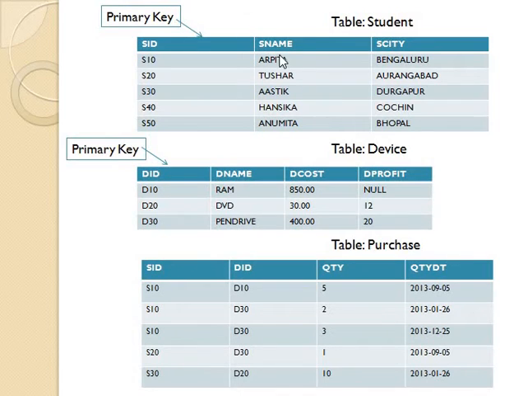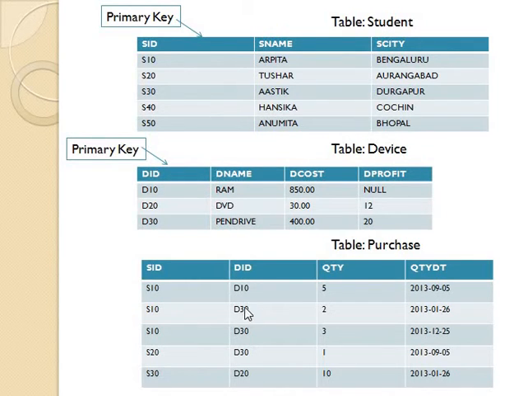Now the same student Arpita, whose SID is S10 and who has initially purchased the device having DID D10, which is actually the device RAM, has also purchased another device with the DID value D30, and the device with the ID D30 is PENDRIVE. That means the same student Arpita who has initially purchased the device RAM has also purchased another device called PENDRIVE.